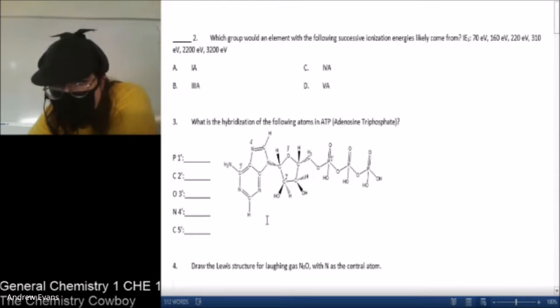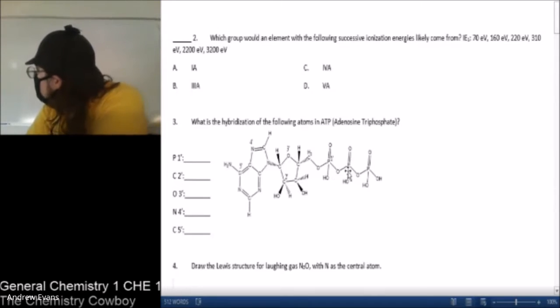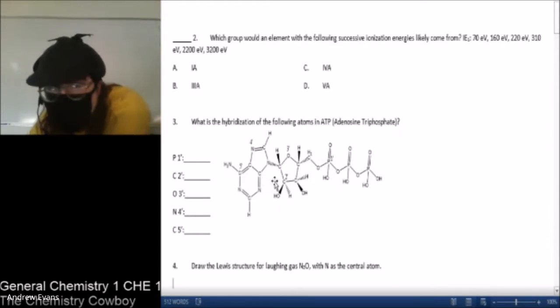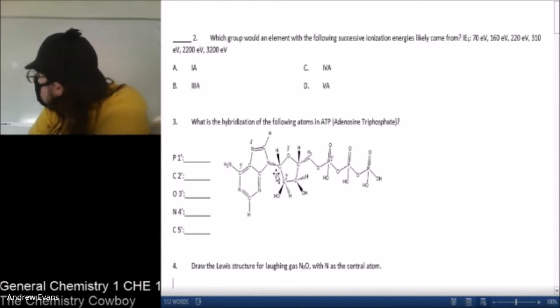So I ask you, phosphorus number 1. What is the hybridization? Well, how many bonds does that phosphorus have to make? 1, 2, 3, 4. What would the hybridization be of phosphorus number 1? sp3. Carbon number 2 makes 1, 2, 3, 4. It would be sp3. Oxygen number 3.